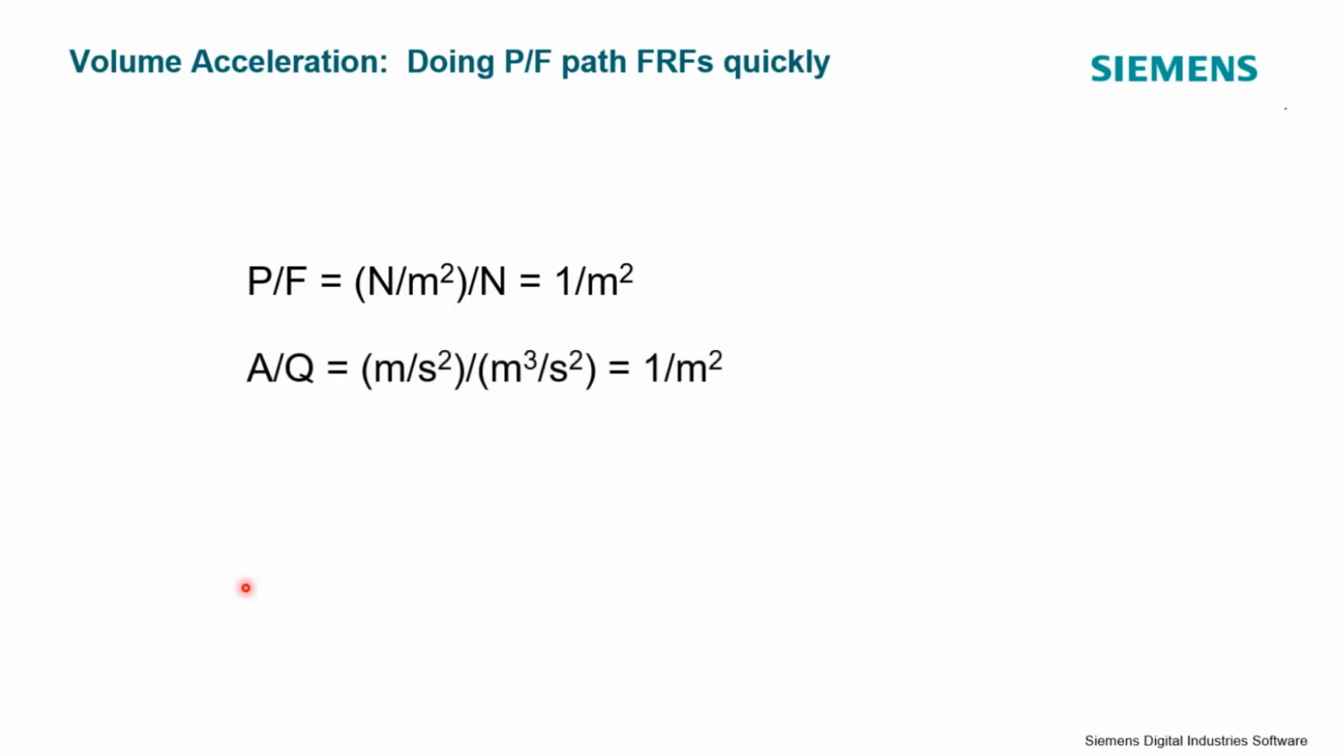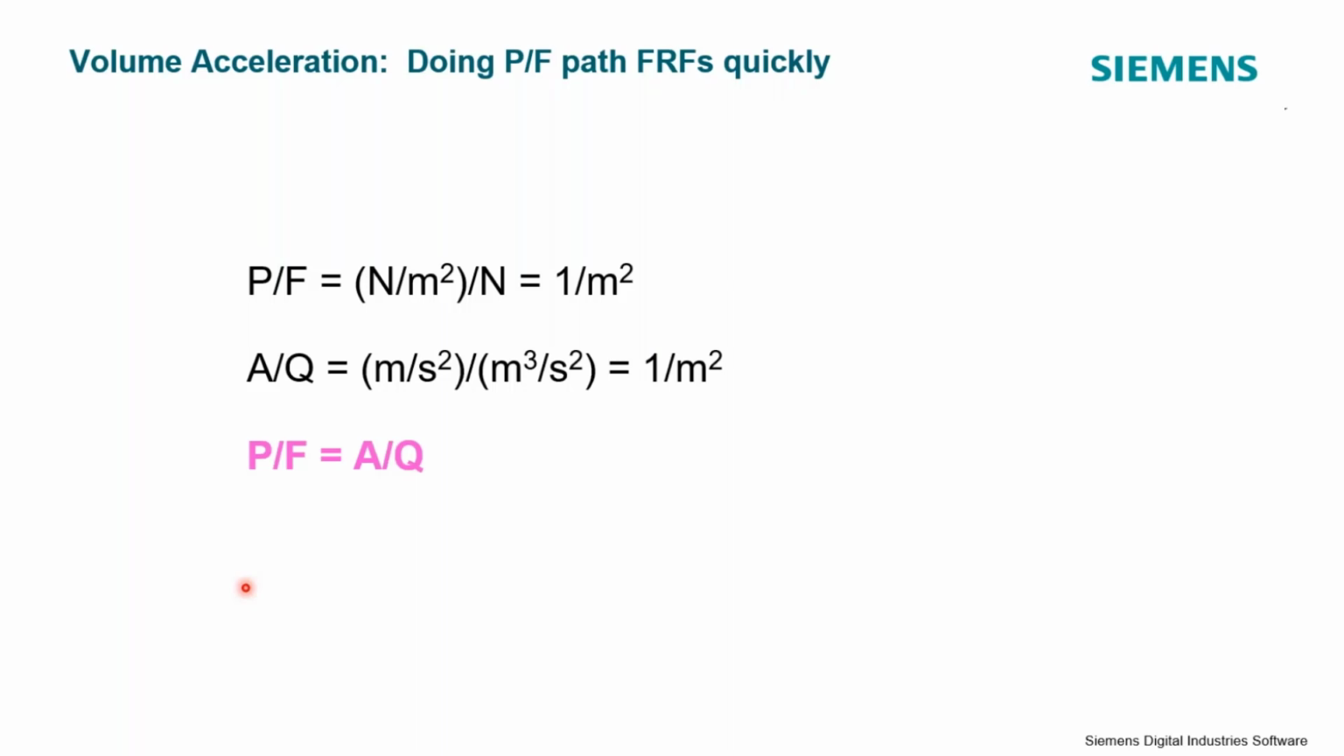If I look at this A over Q function, and I do the same thing, area, acceleration, meters per second squared on the numerator, and then on the bottom is Q, or meters cubed per second squared, volume acceleration. You simplify those down, and you end up with the same units, 1 over meter squared. And this allows us to draw equivalency between a P over F and an A over Q.